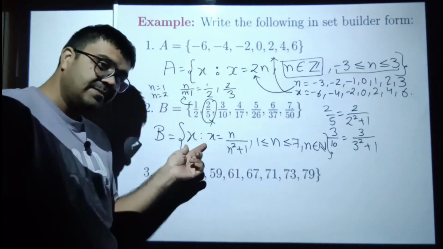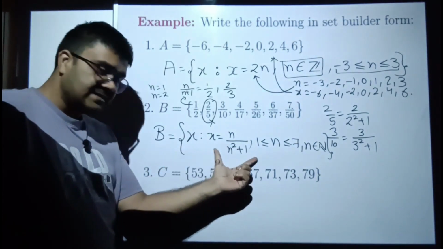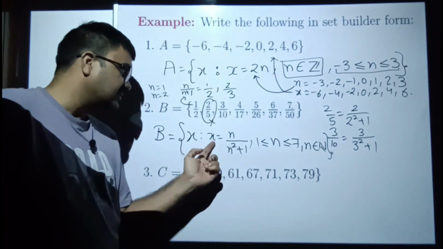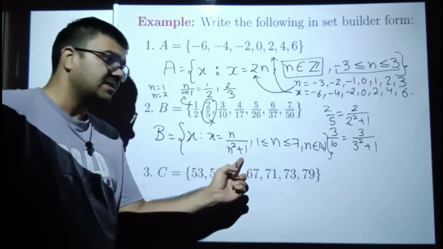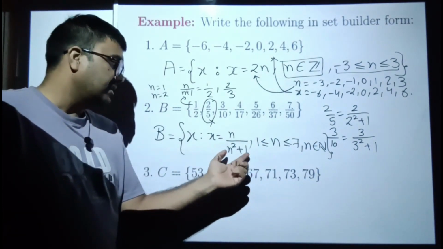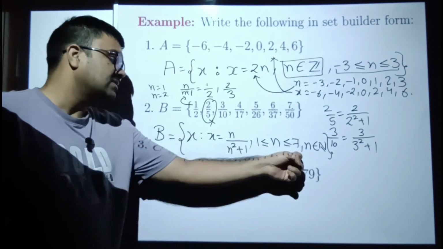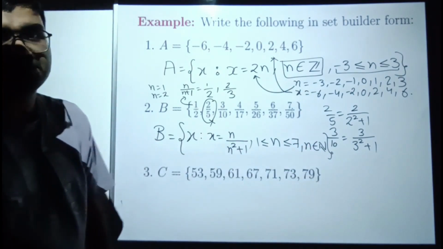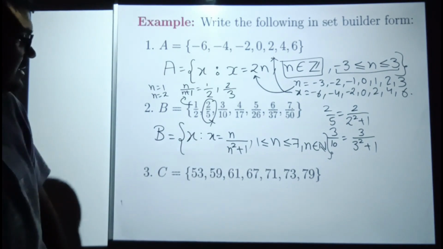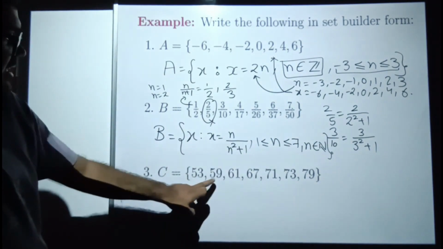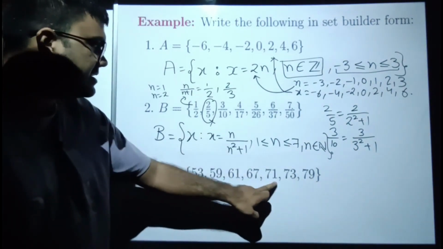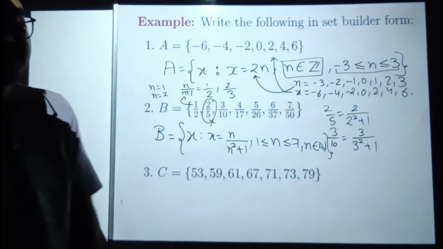We are saying we have the elements x. X is satisfying certain properties, that x is of the form n over n square plus 1, where the possible values of n are 1 to 7 natural numbers. Next is the set C. It has elements 53, 59, 61, 67, 71, 73 and 79.